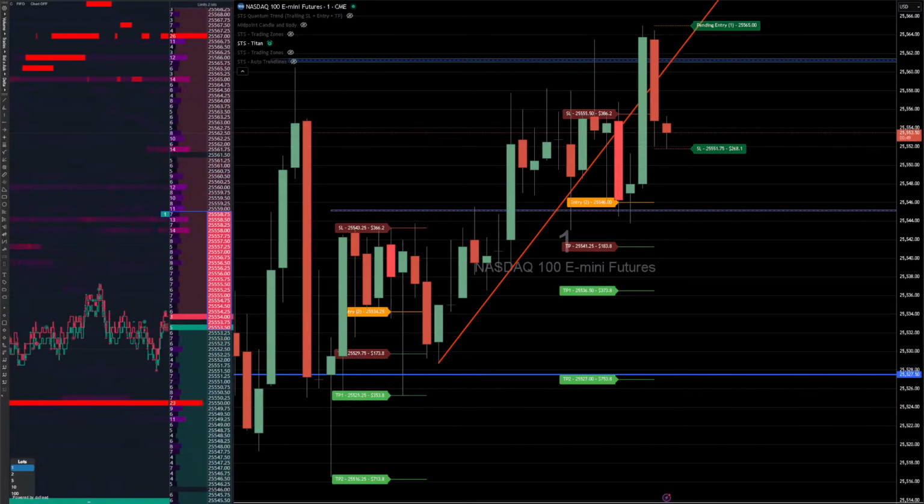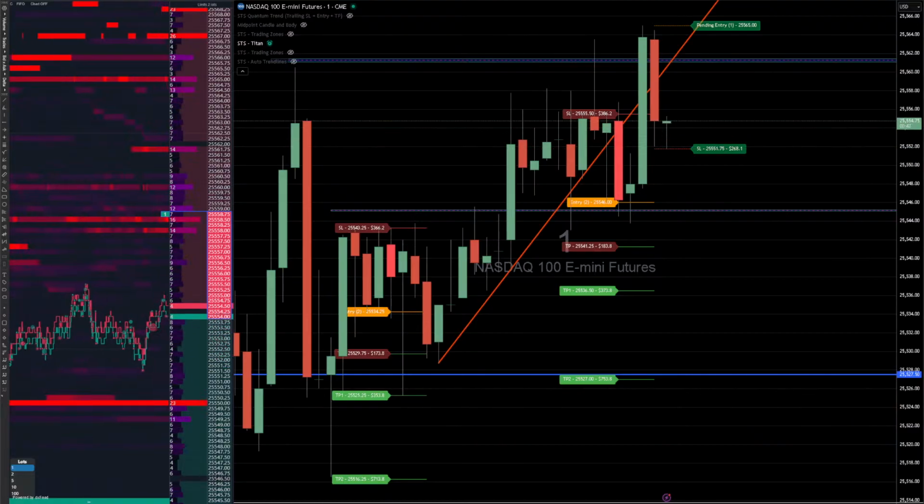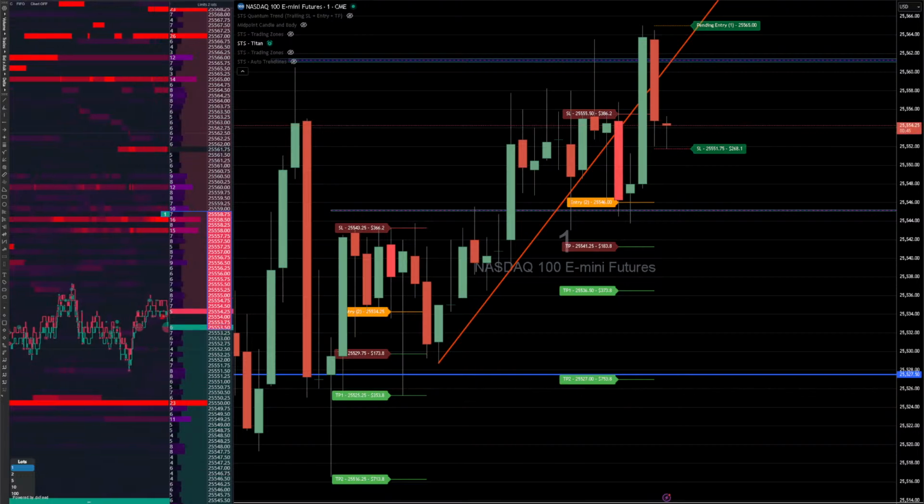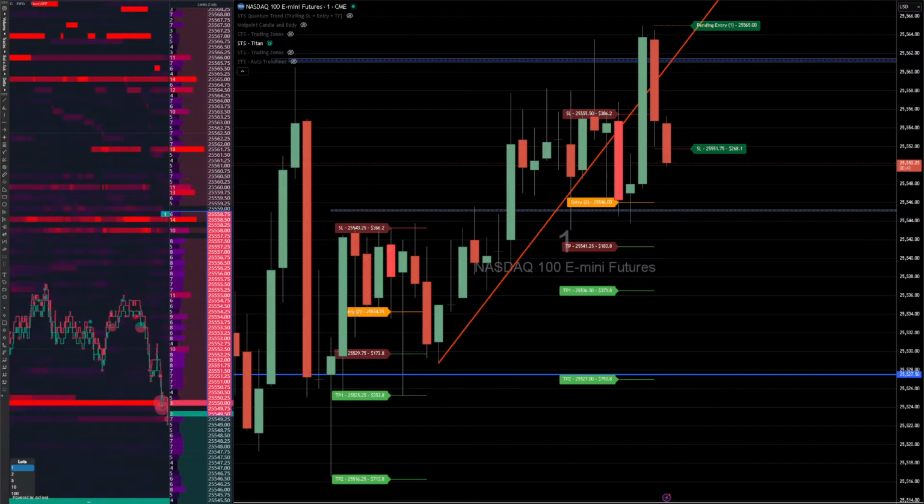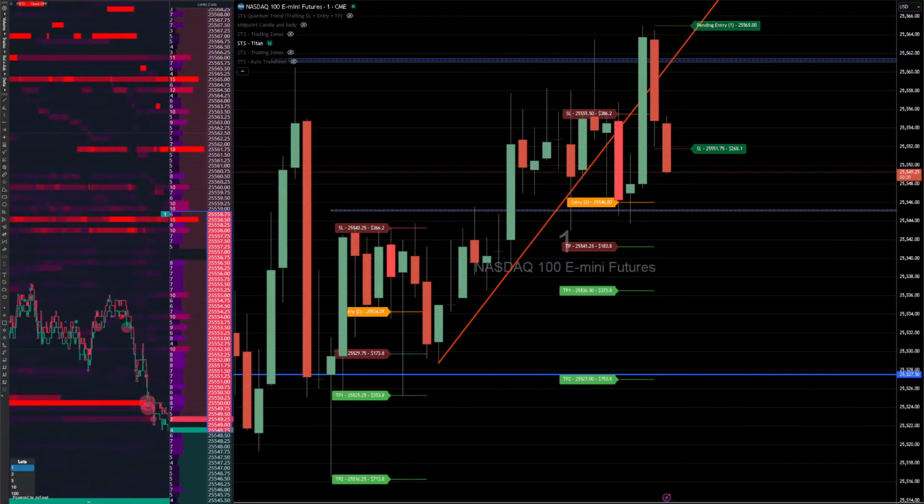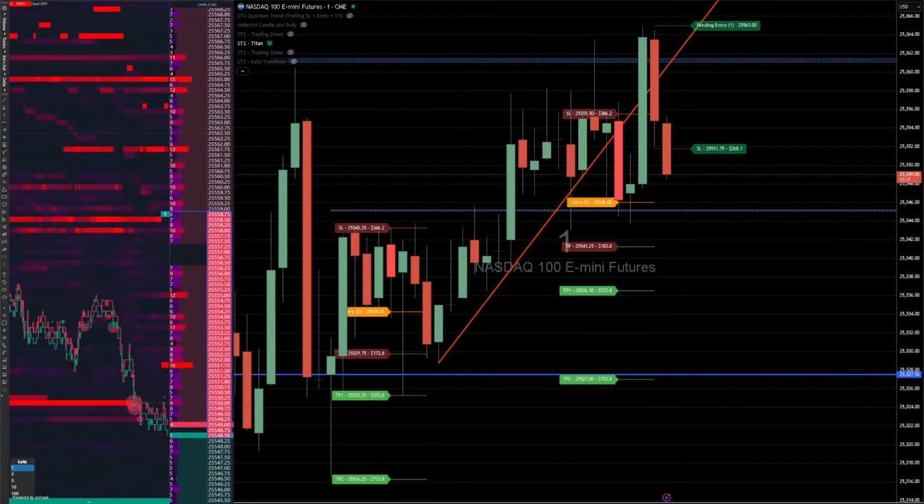We had a straight flush right there. That was a perfect flush style trade. But my bias is still bullish.